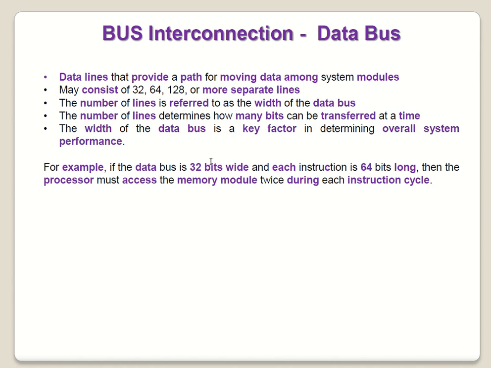An example is given here. If the data bus is 32-bit wide, the width is 32 bits, and the instruction is 64-bit. My instruction is 64-bit, so what will happen? I need 2 read cycles. How many cycles do I need? Twice. First 32 bits will travel and then the next 32 bits will travel on the bus. So how many read cycles? 2 cycles.